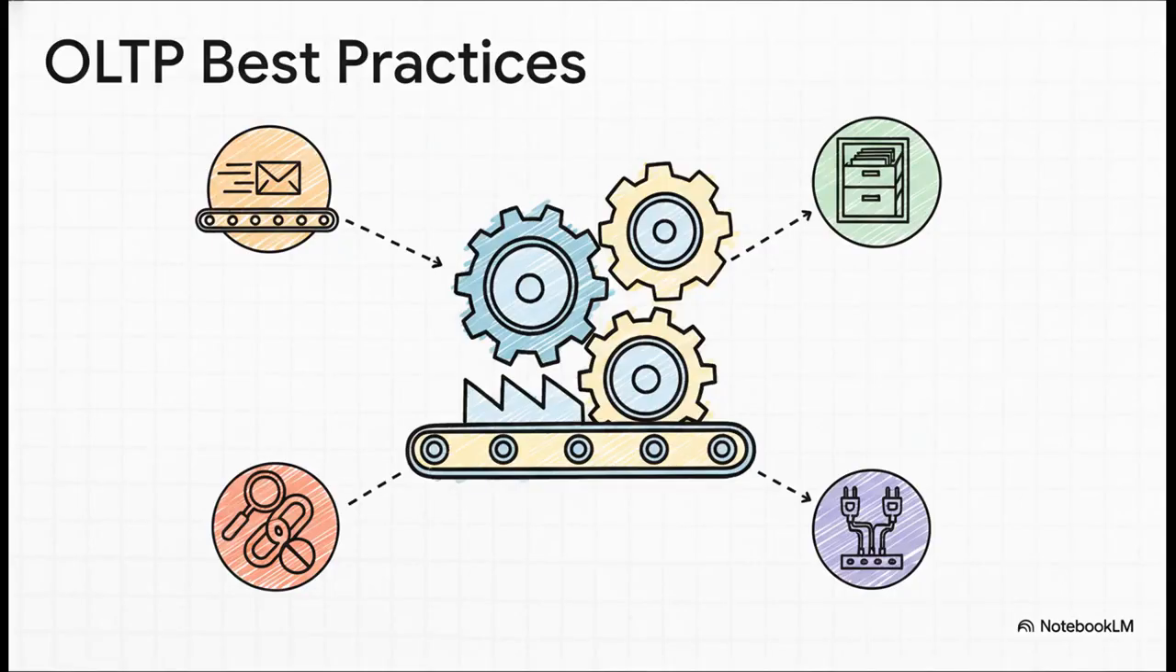For your OLTP system, you have to think efficiency. Keep those transactions super short and to the point. Use indexes. They're kind of like the index in the back of a book to help the database find information fast without having to read every single page. And you've got to watch out for things called deadlocks, which are basically like two people trying to go through a revolving door at the same time in opposite directions. Everything just grinds to a halt.